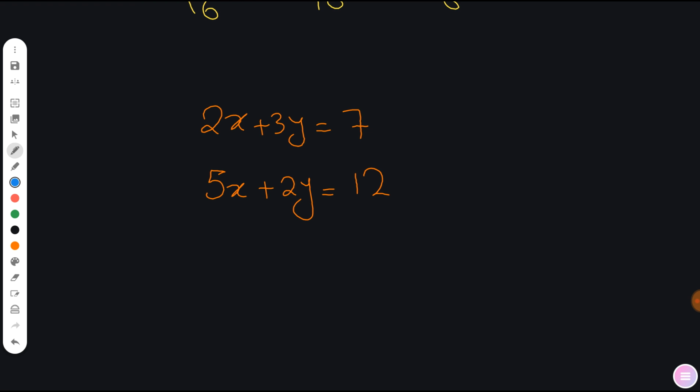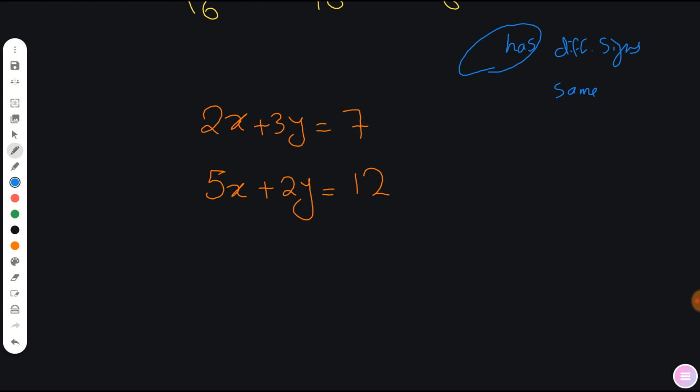I will tell you the first one: eliminating one of the two variables. Make one of the two variables have different signs in both equations and the same coefficient. So what's the coefficient? The number here. Choose x or y. We will choose y here. This is 3 and 2. They are not equal. They are not different signs.